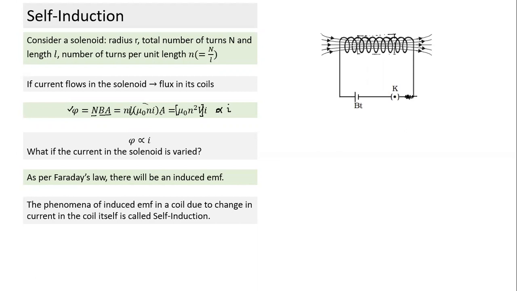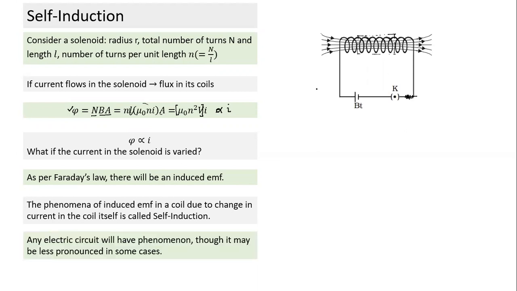Earlier we have seen some cases where there are two coils involved. In case of self-induction, there's only one coil. Any circuit will have this phenomenon, not only in case of a solenoid. Any circuit will have this kind of phenomenon.